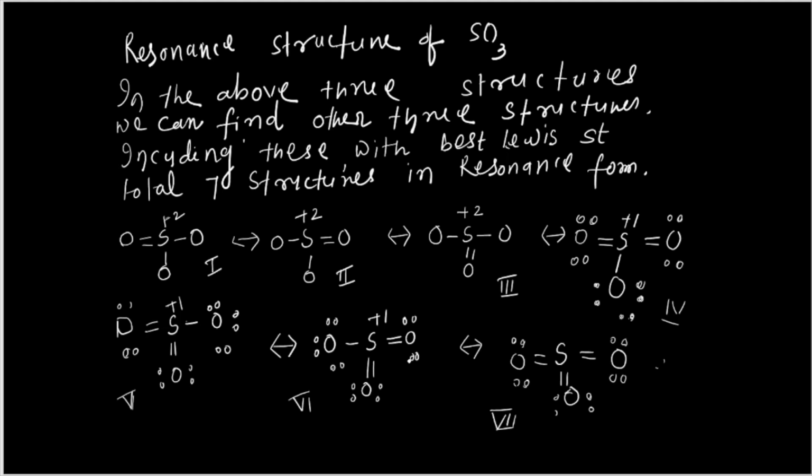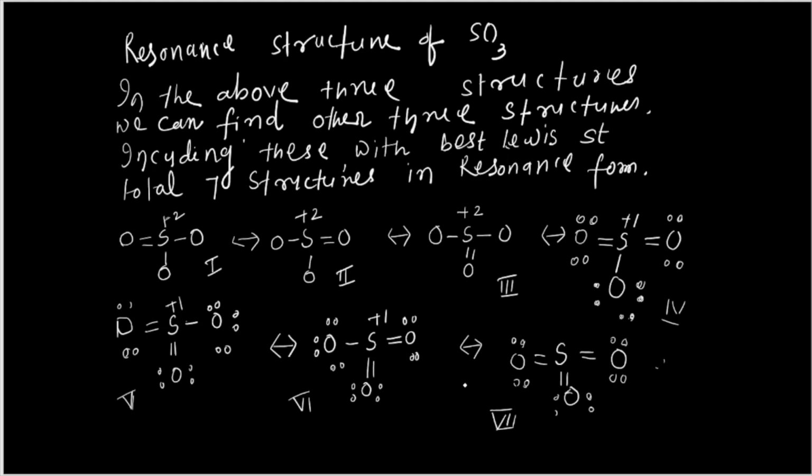So for resonance of SO3, in the above 3 structures we can find other 3 structures, including these with the best Lewis structure you can find here. So how many structures are there? 1, 2, 3. So not only 4 structures, you can find so many structures. Here you can find the formal charge written here. See, this is plus 2, this is plus 2, this is plus 2. I told 1, 2, 3. Here you can find the 4 structure, and here the 5th structure and 6 structure.